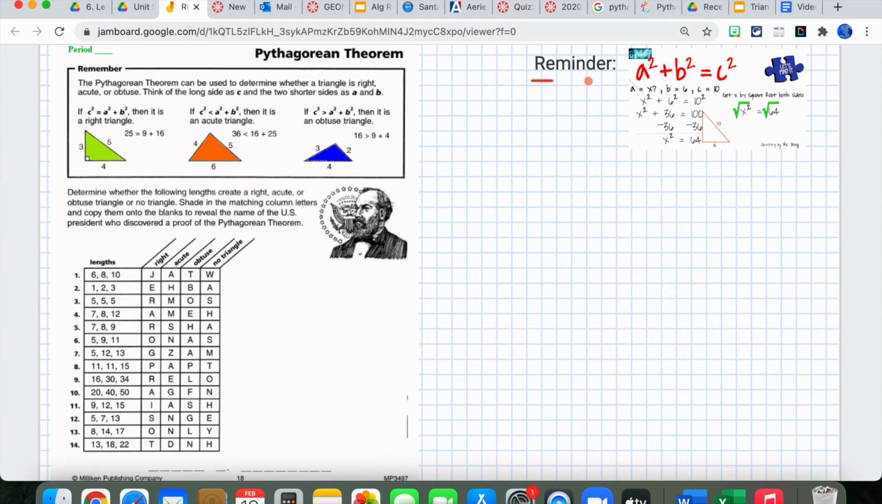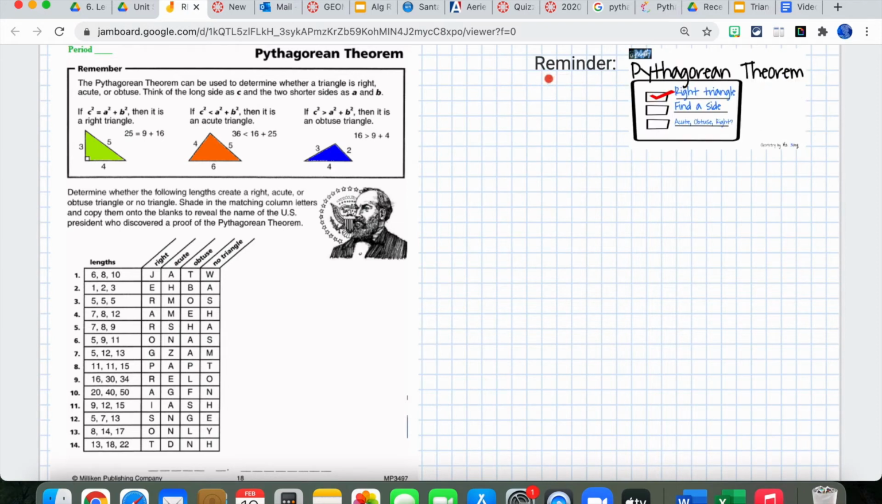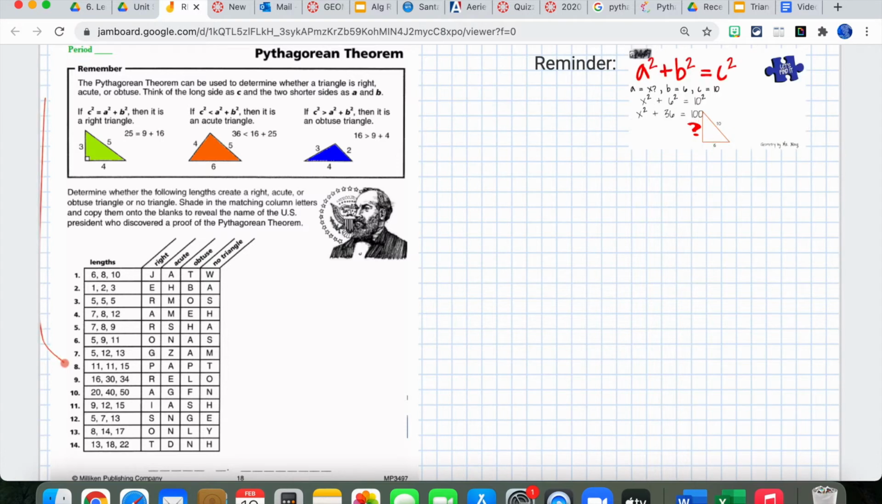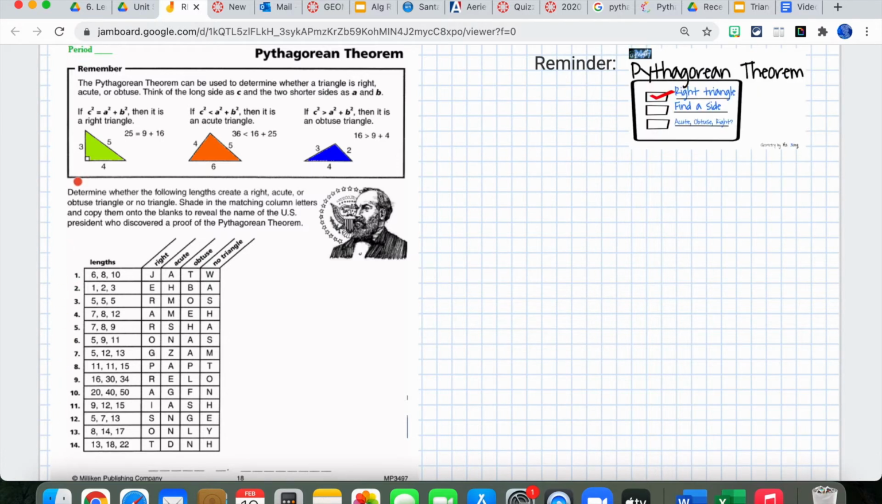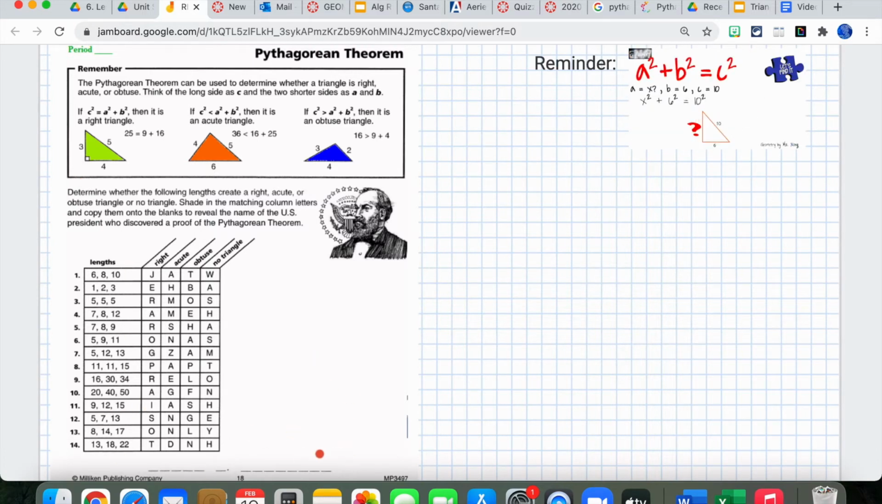On the right hand side here, I'm leaving you the reminder of the Pythagorean theorem. On the left hand side, we are showing you how to solve a problem using the converse of the Pythagorean theorem. So these are called self-check worksheets.